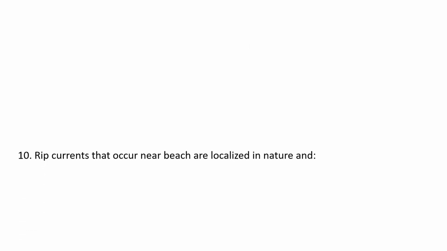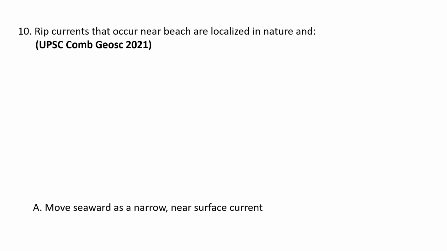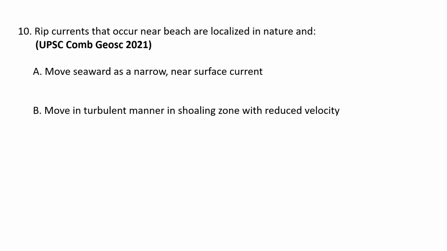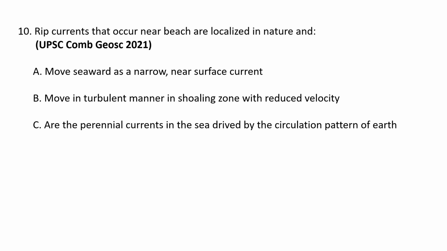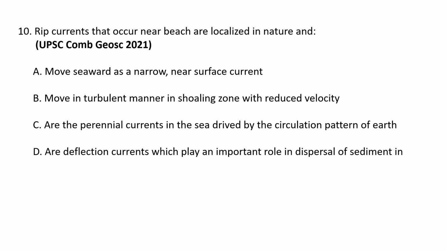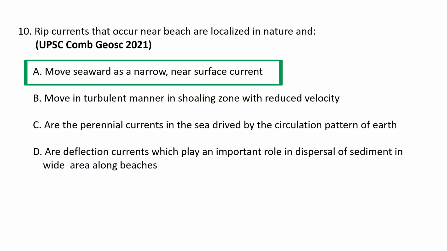Next question. Rip currents that occur near a beach are localized in nature and A. Move seaward as a narrow near surface current, and B. Move in turbulent manner in shoaling zone with reduced velocity, and C. Are the perennial currents in the sea driven by the circulation pattern of earth, and D. They are deflection currents which play an important role in dispersal of sediment in wide area along beaches. So the correct option is A. They move seaward as a narrow near surface current.